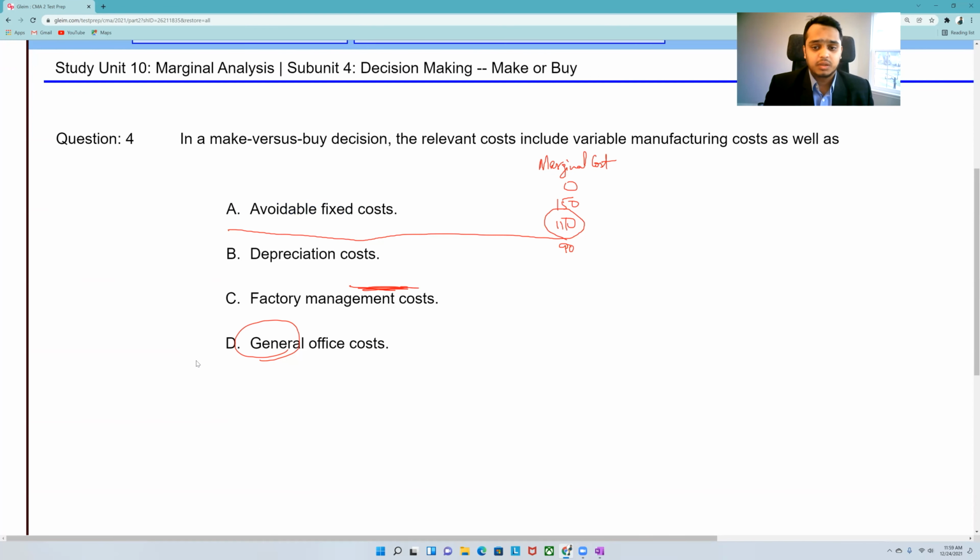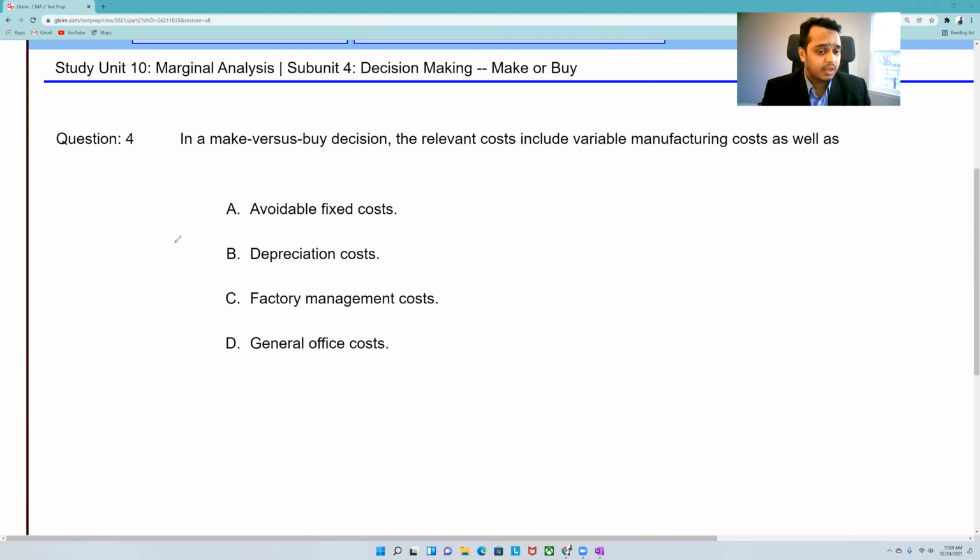Now let me clear this off first. In a make versus buy decision, the relevant cost includes variable manufacturing cost as well as avoidable fixed cost, depreciation cost, factory management cost, and general office cost.